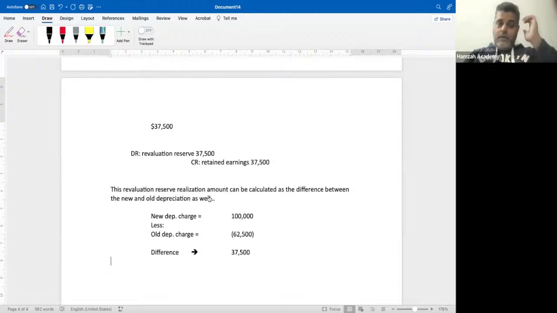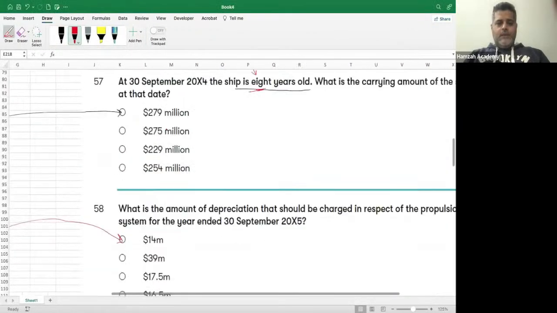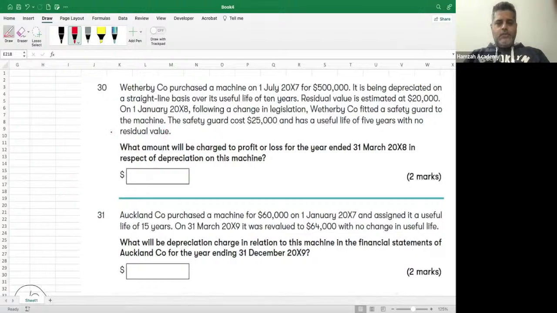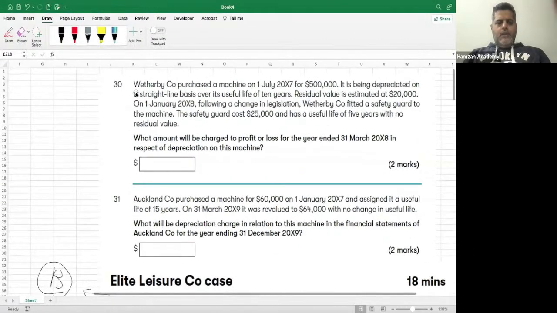Okay, done. Now, moving ahead, I have a few questions again. Let's go there. At the start, I had these two questions. Now we'll talk about the component accounting and the revaluation point of view as well. Okay, so this is question 30 that I have first.